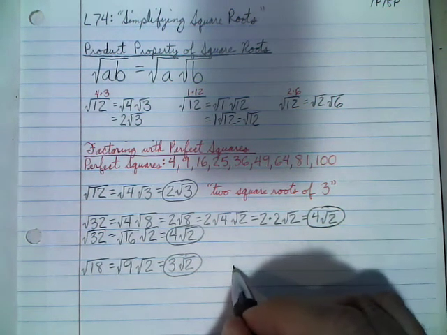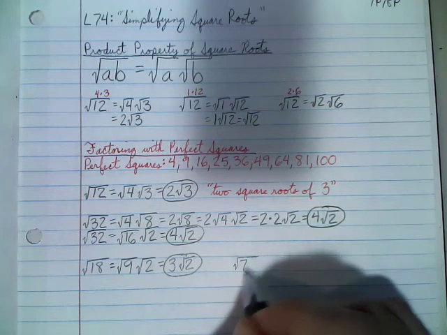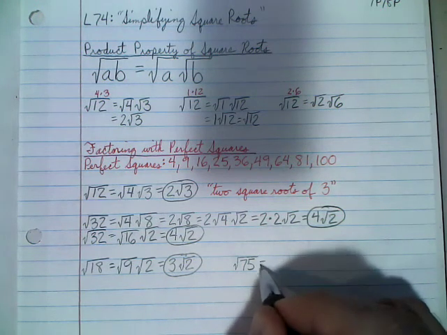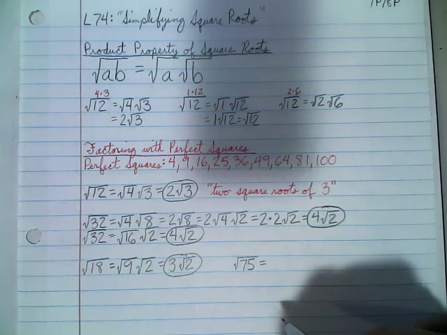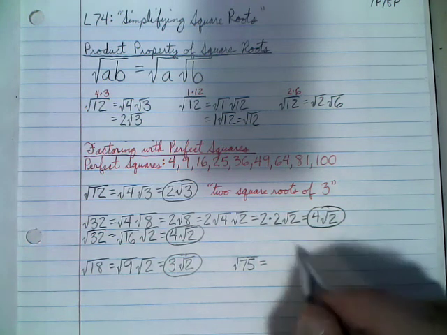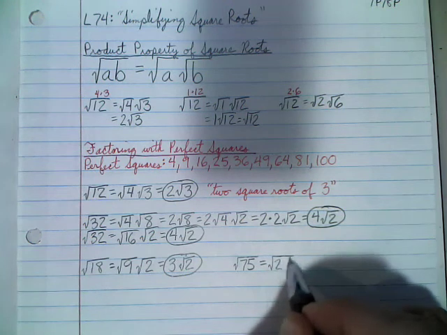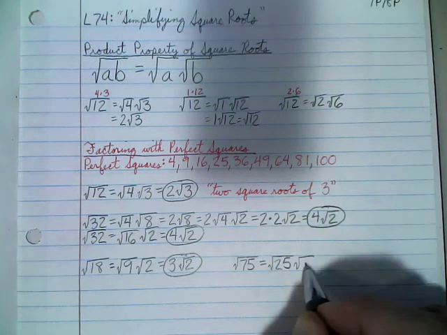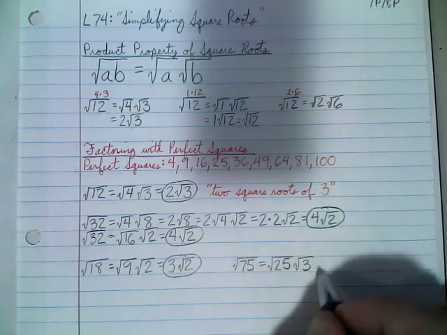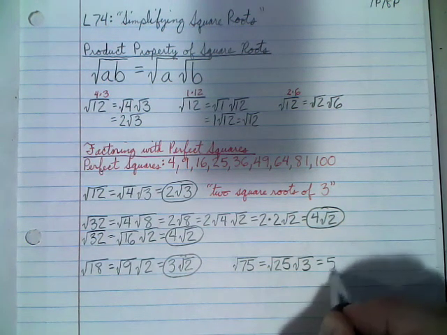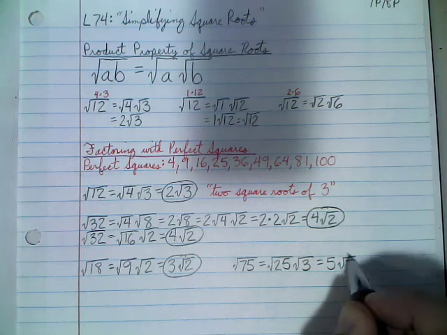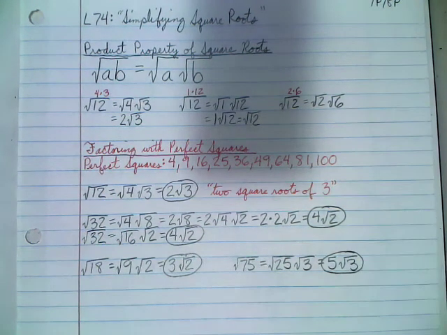And then one more example, we're going to put it right here. Go ahead and give that one a shot. And here I go. Perfect square that goes into 75. Think quarters. 25 goes in. It goes in 3 times. So 25 times 3 would give me back my 75. Well, the square root of 25, of course, is 5. So this is 5 square roots of 3.